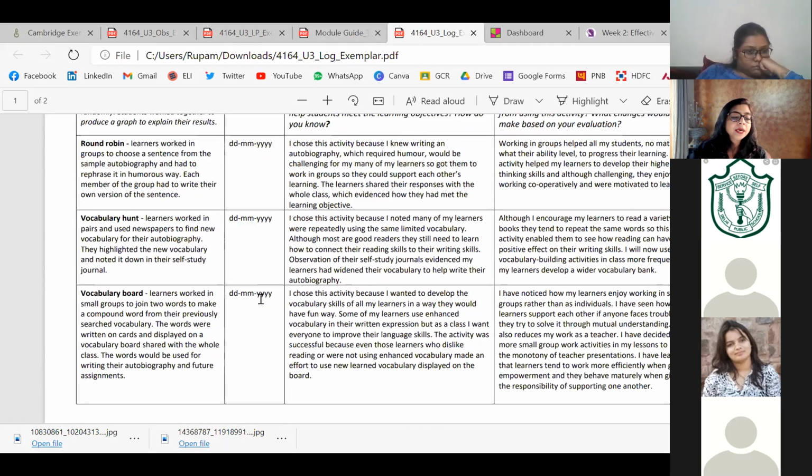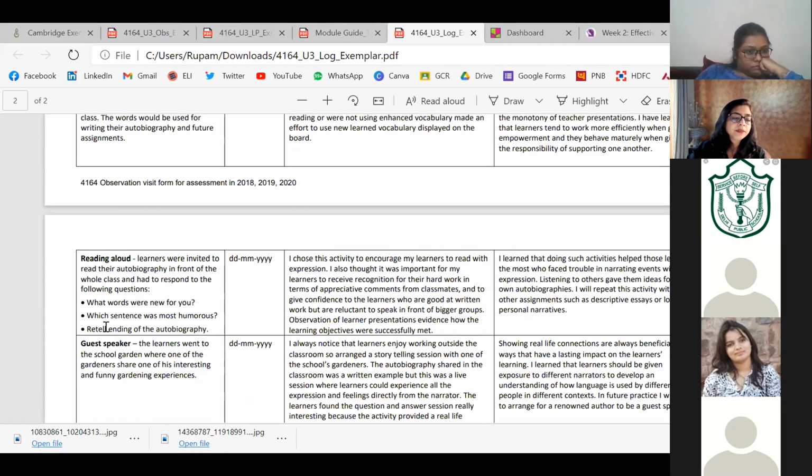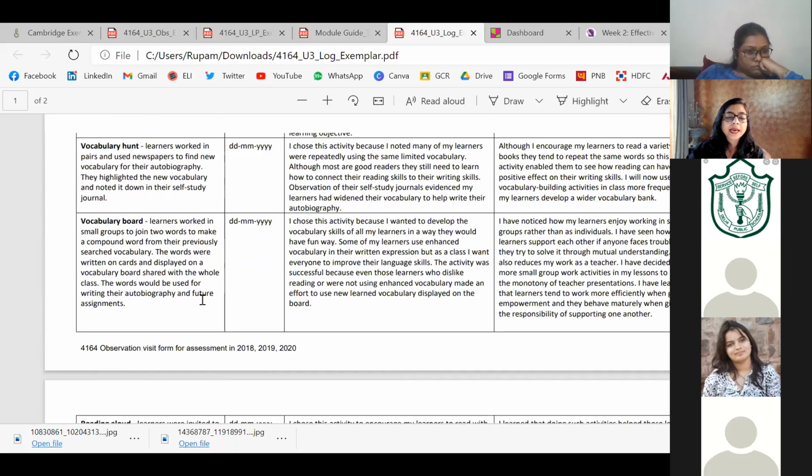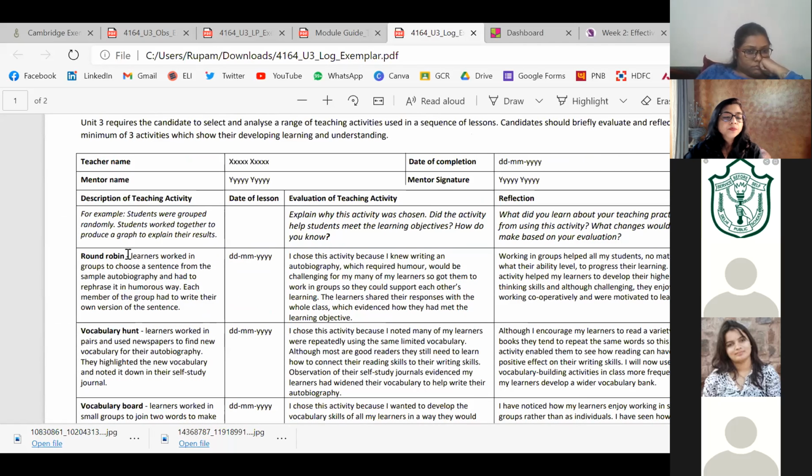And then vocabulary hunt, there is a vocabulary board, there is reading aloud, there's a guest speaker, and then peer feedback. So these are the activities which she has chosen. So now let's see the one which we have read, round robin. So she has written a description of the activities like this.